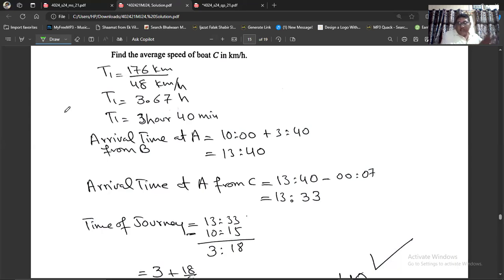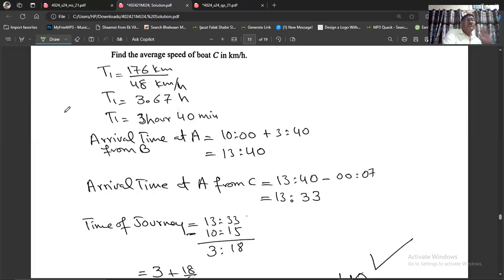So 3 hours are complete. 0.67 multiplied by 60, you get 40. So that means 3 hours and 40 minutes. So the arrival time of boat B at A will be, it started its journey at 10, so it took 3 hours and 40 minutes journey time. So the arrival time will be 13:40. The arrival time of the boat C at the port A, in the question they said it arrived 7 minutes earlier. So it will be 13:40 minus 7 minutes, so you will have 13:33.